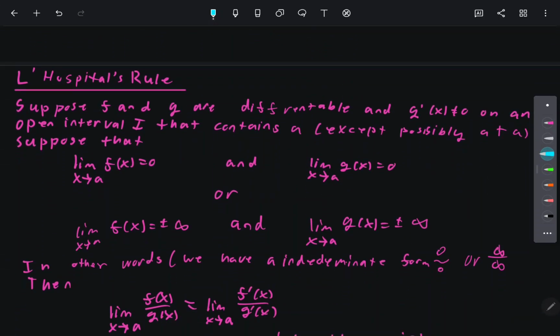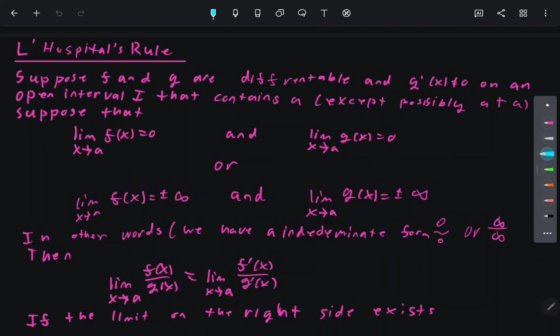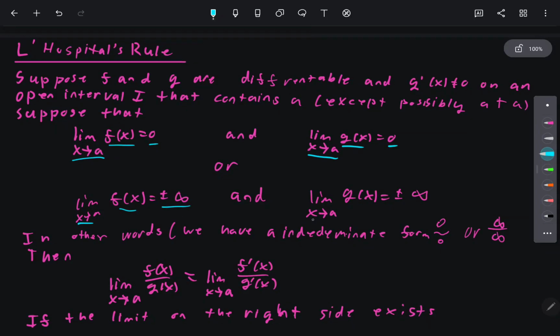So, we have this wonderful rule here. It's called L'Hopital's rule. And what it supposes is if f and g are differentiable and g of x is not equal to 0 on an open interval I that contains a, except for possibly at a, suppose that the limit as x approaches a of f of x is equal to 0, and the limit as x approaches a of g of x is equal to 0, or the limit as x approaches a of f of x is infinity, or the limit as x approaches a of g of x is equal to infinity.